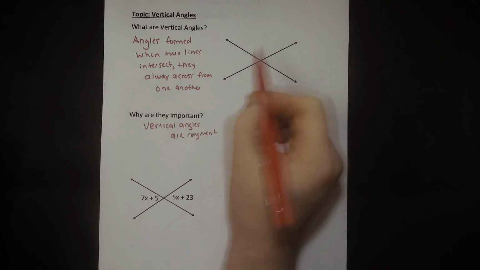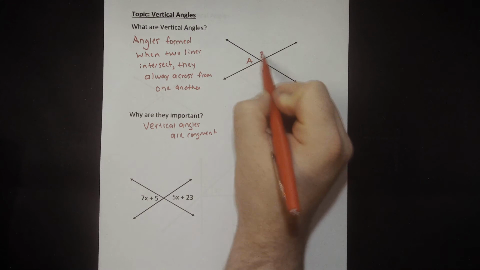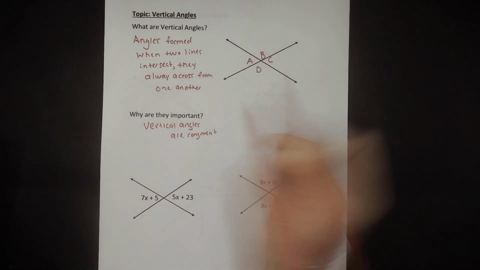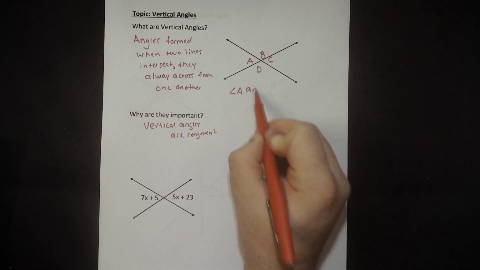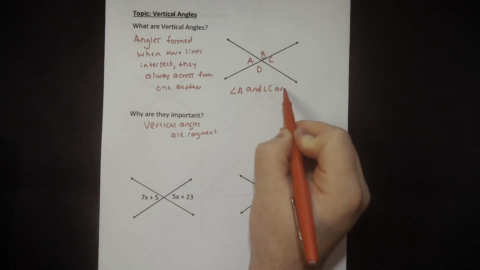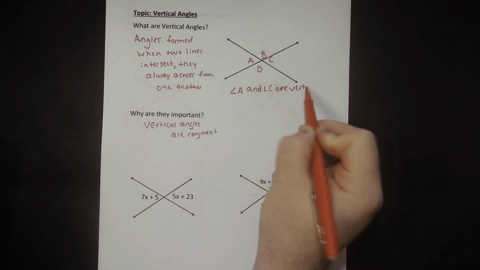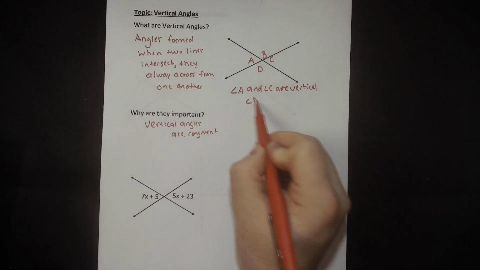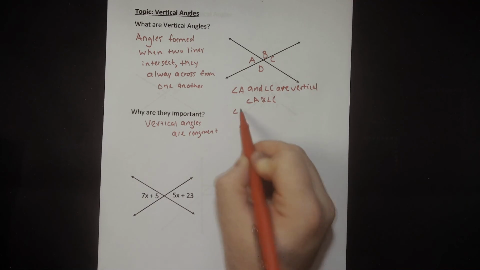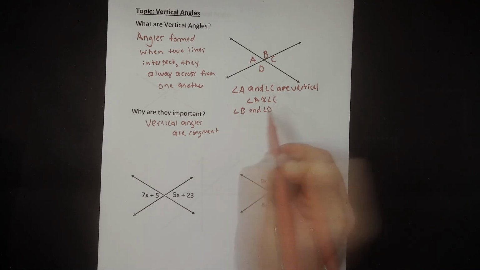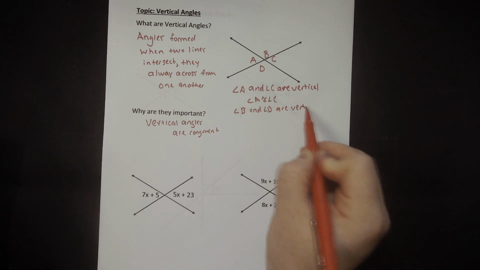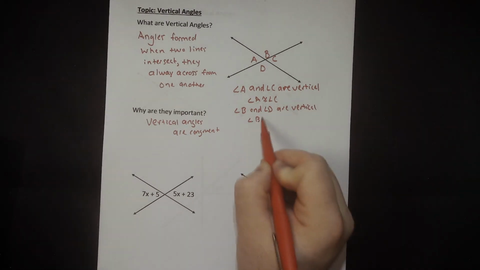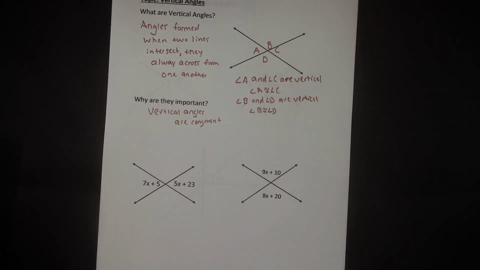So if I were up here and I labeled this angle A, and I labeled this angle B, and I labeled this angle C, and I labeled this angle D, angle A and angle C are vertical. Meaning angle A is congruent to angle C. Angle B and angle D are also vertical, which means angle B is congruent to angle D. Okay, so you kind of treat these like the ones with the midpoint and the bisector. They're across from each other, so they are in fact equal to each other.